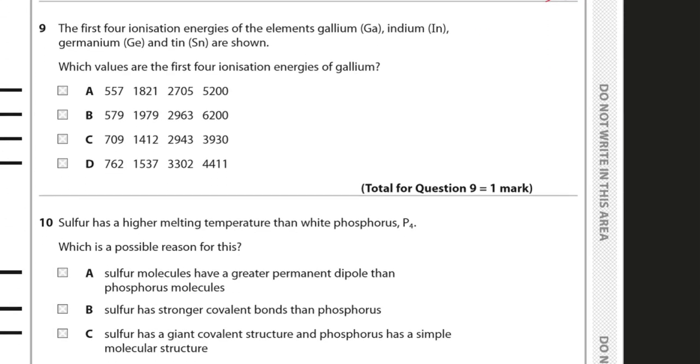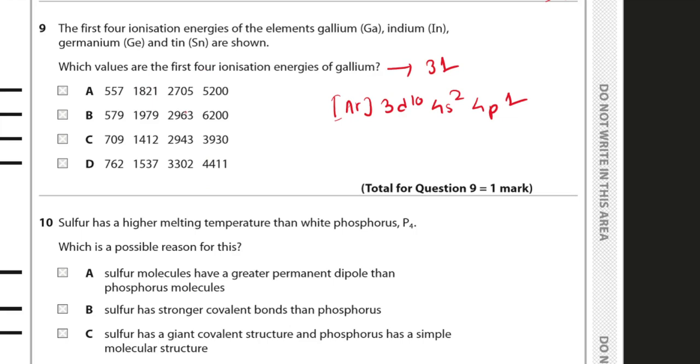Okay, then moving on, number 9, we can very clearly see the first 4 ionization energies of the elements gallium, indium, germanium and tin are shown. Which values are the first four ionization energies of gallium? Now gallium has an atomic number of 31, so that would be argon, then 3d10, 4s2, 4p1. So that is the electronic configuration of gallium.